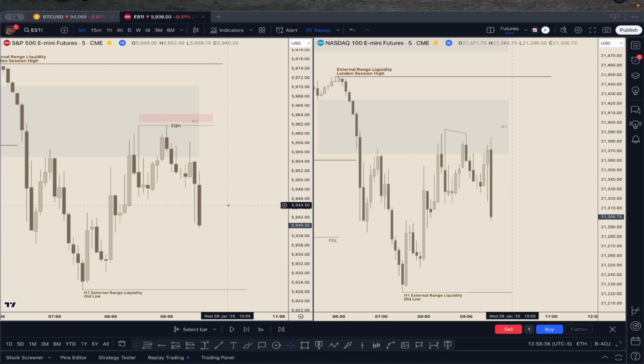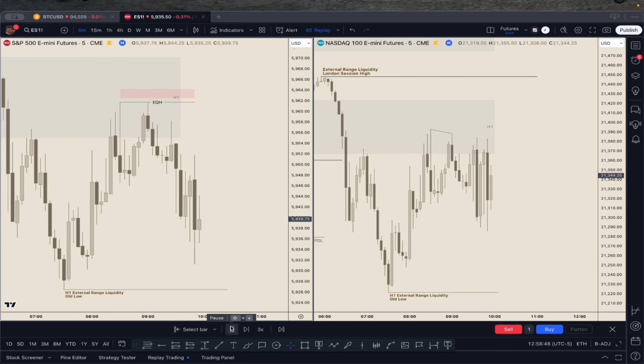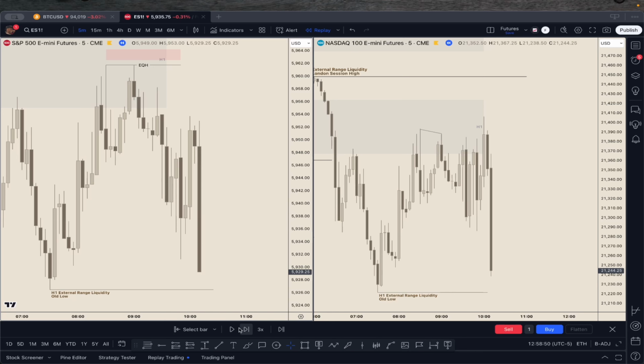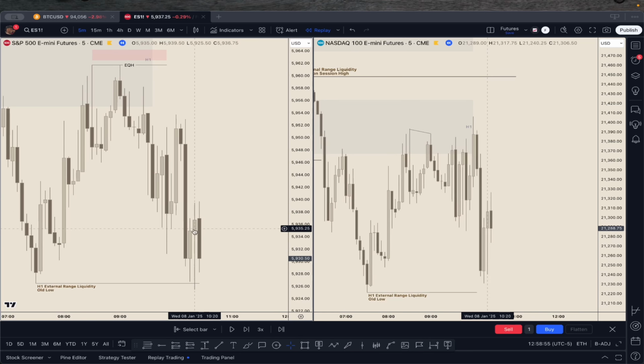I'd rather be safe in knowing I did not get into the market before liquidity was actually hit and activated, all right? So if I hit play, you'll see that as we start to head lower, price eventually just goes down without taking out these equal highs and hits my target down here for the 1 hour.